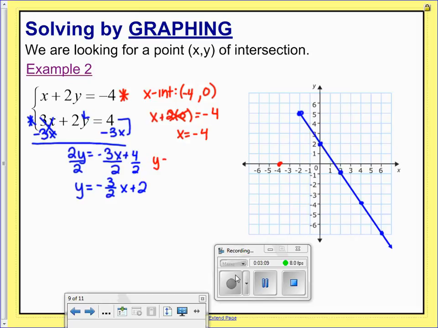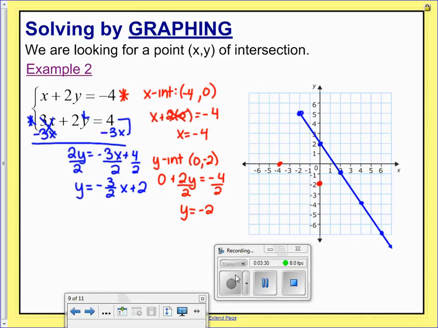Then we're going to find a y-intercept. To find a y-intercept, we plug in a 0 for the opposite letter. When I plug in a 0 for x and solve for y, I'm going to divide both sides by 2, and y equals negative 2. My y-intercept is negative 2.